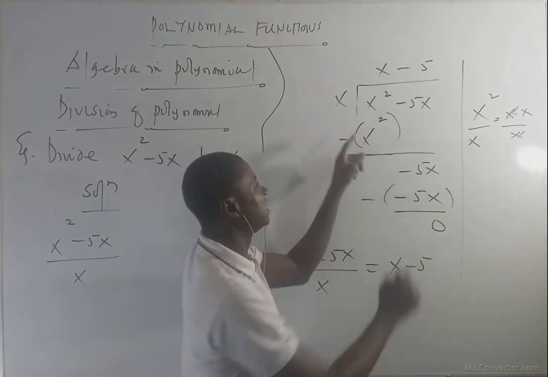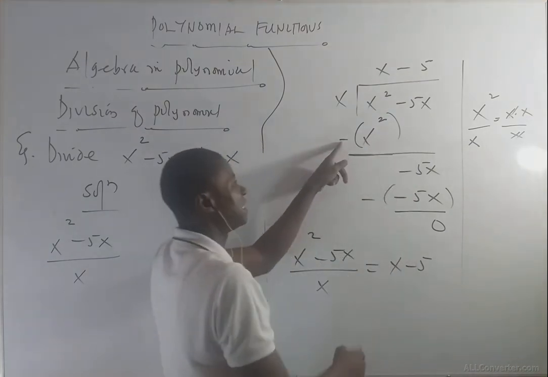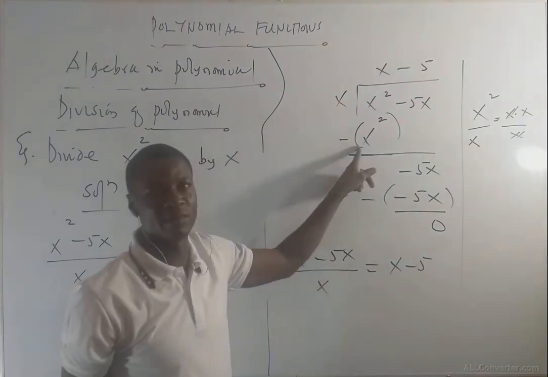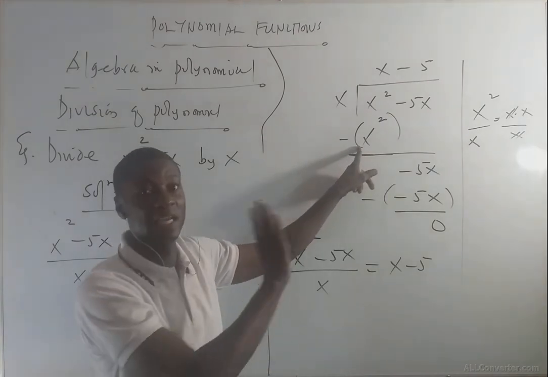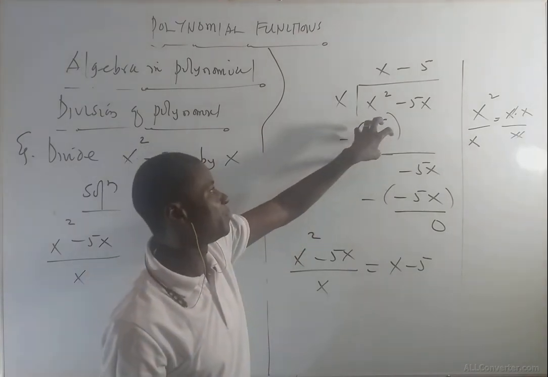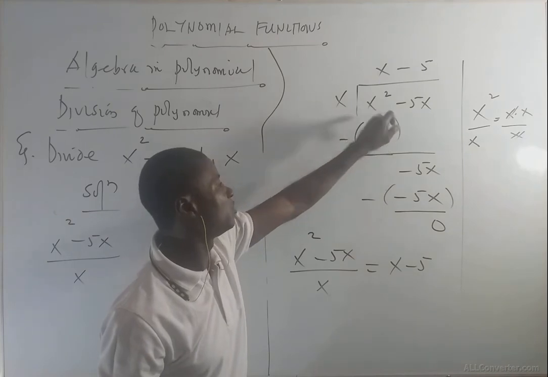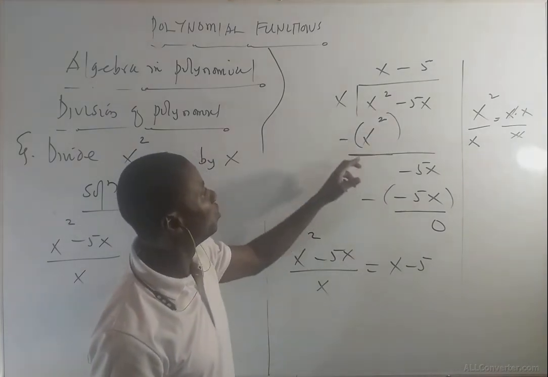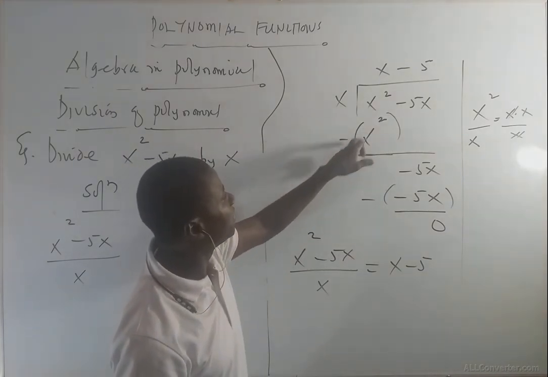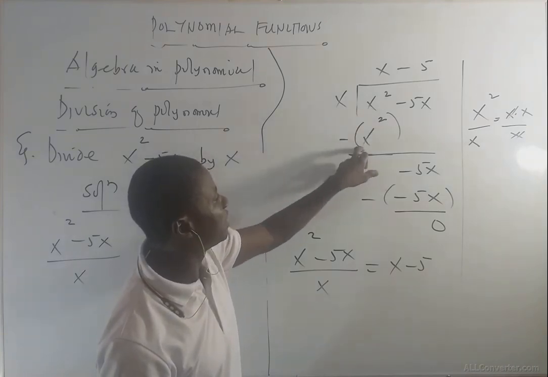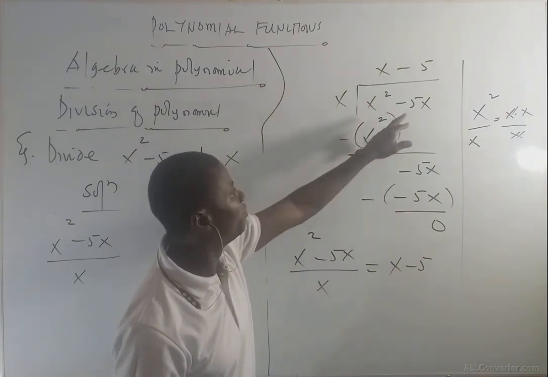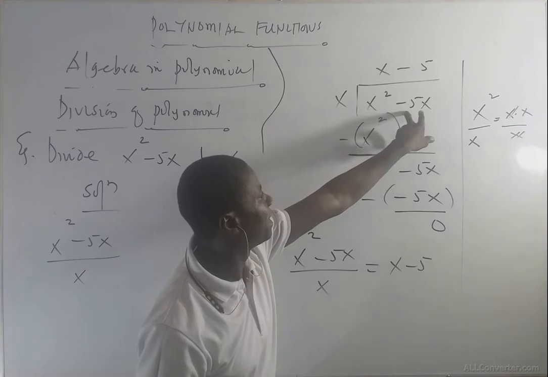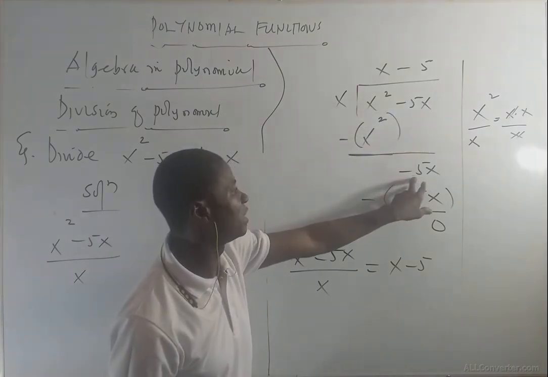Then we underline. Then we have our bracket minus. And I'm saying that you won't see the bracket and minus again. I just want you to understand what is really happening. But you subtract this expression from the expression we have up here. So now we are taking this from this. So x squared minus x squared will give us 0. Then the only term left up here is minus 5x. So we bring it down, minus 5x.